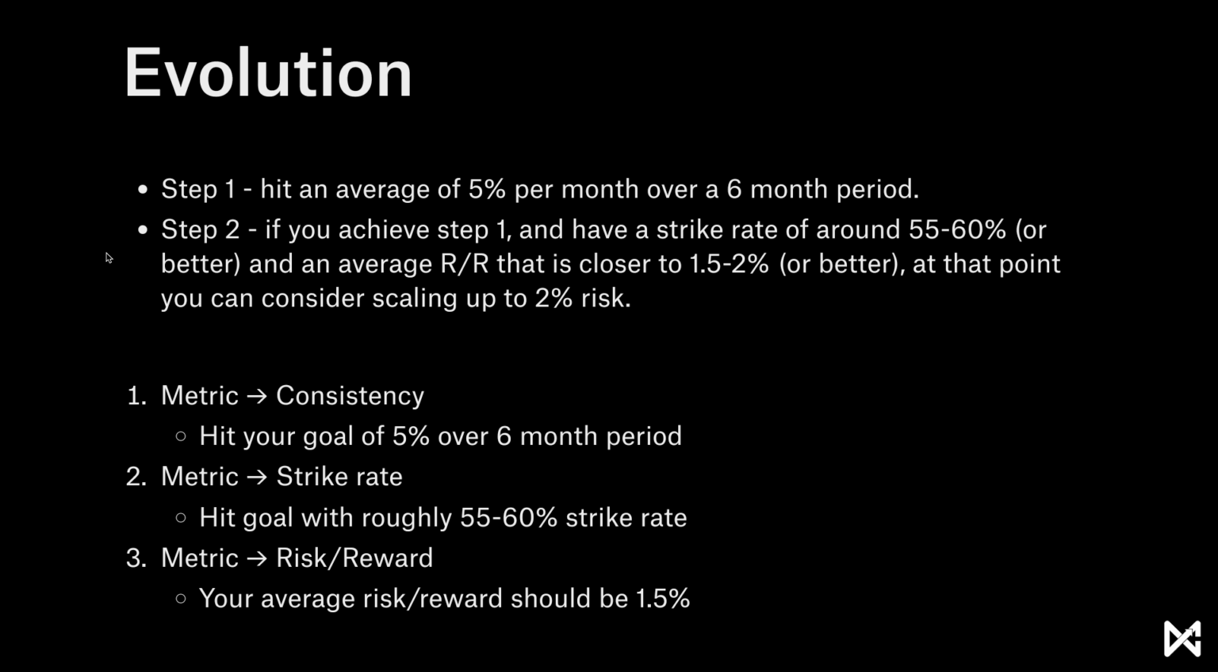Step 1, hit an average of 5% per month over a 6-month period. So this is your objective, right? My objective is to average 5% per month over a 6-month period. Once I do that, then step 2. If you achieve step 1 and have a strike rate of around 55 to 60%, as an example, right? And an average reward risk ratio that is closer to 1.5 or 2%, at that point you can consider scaling up to 2% risk, right?